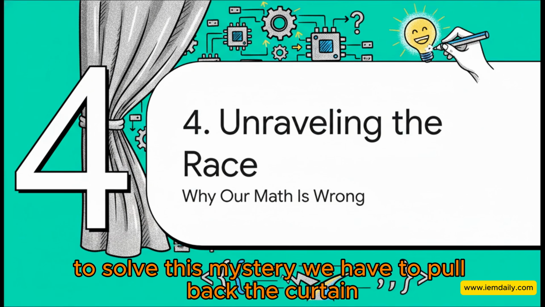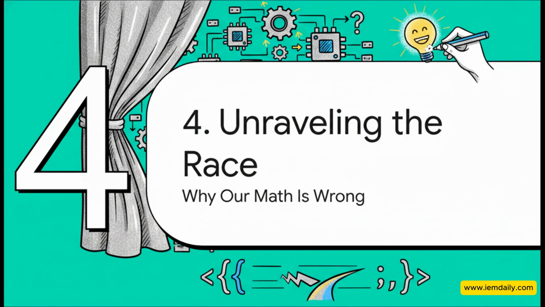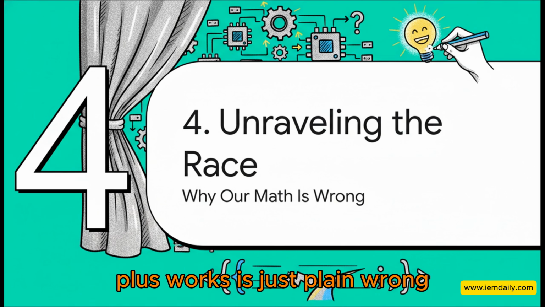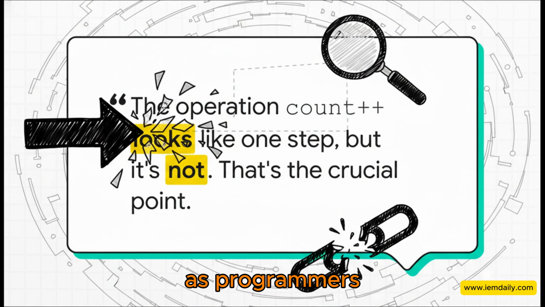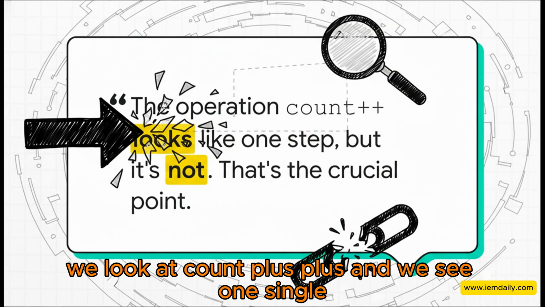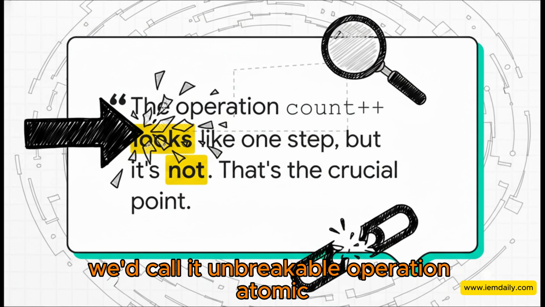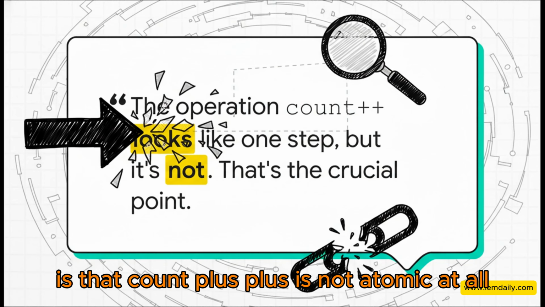To solve this mystery, we have to pull back the curtain and see what the computer is actually doing. It turns out our simple assumption about how count++ works is just plain wrong. Now this right here is the absolute heart of the problem. As programmers, we look at count++ and we see one single, unbreakable action. In computer science, we'd call an unbreakable operation atomic. But the big reveal, the crucial insight, is that count++ is not atomic at all.